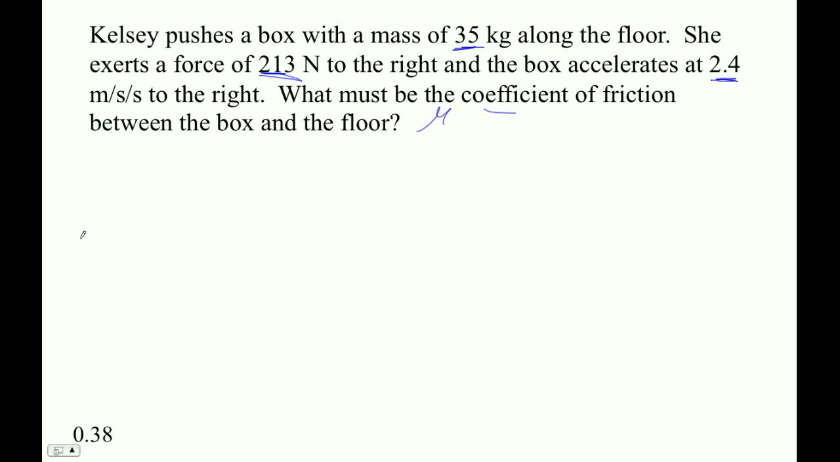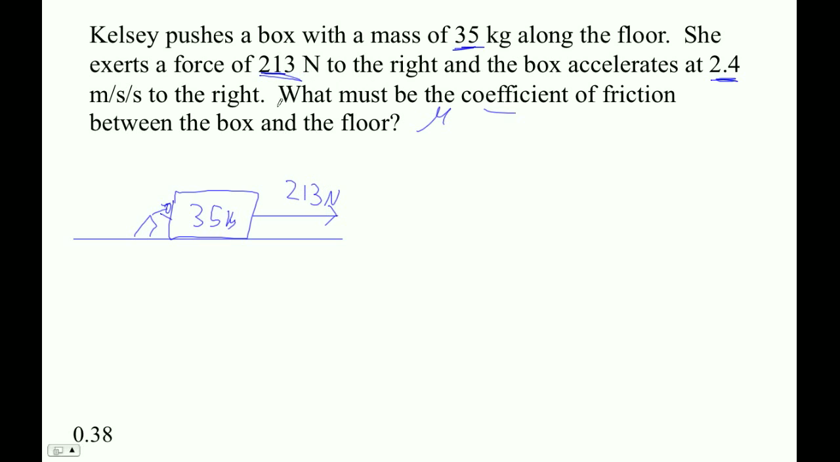Okay, so I think what we've got to do is draw a little picture here. We've got the box. All right, we've got Kelsey pushing on there. We've got to give her like ponytails or something like that. And she's pushing on the box, and it is 35 kilograms. And let's see, she's exerting a force of 213 newtons.